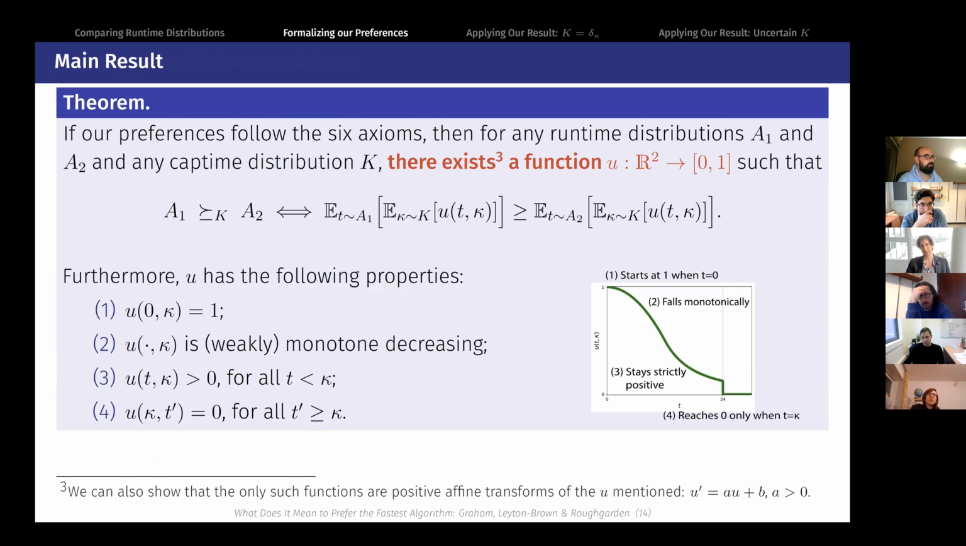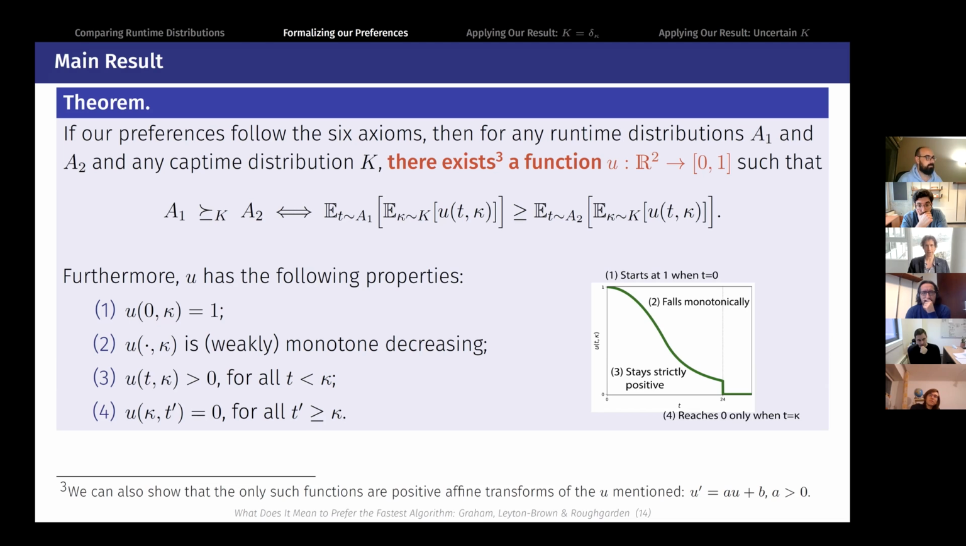Now, here is the kind of mathematical punchline. If our preferences follow these 6 axioms, then for any runtime distributions that you might have, and for any cap time distribution you might have, there has to exist some function u that maps from pairs of runtimes to the 0-1 interval, such that this does exactly what I wanted in my score function. It sort of behaves like a score function. So my preferences between A1 and A2 under cap time distribution kappa are exactly the expected values of this function u under the runtime distribution and the cap time distribution.